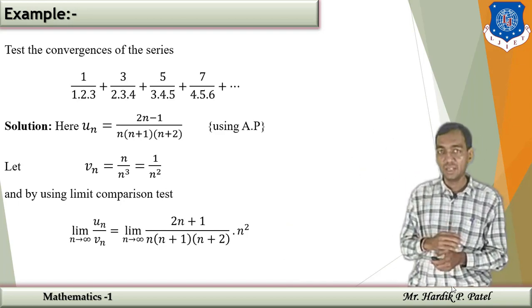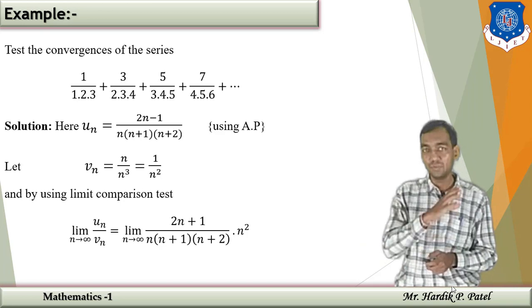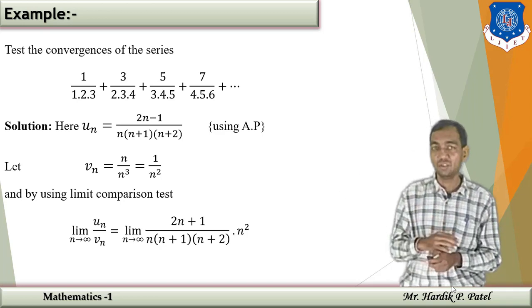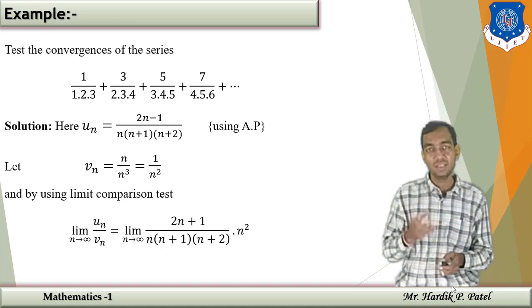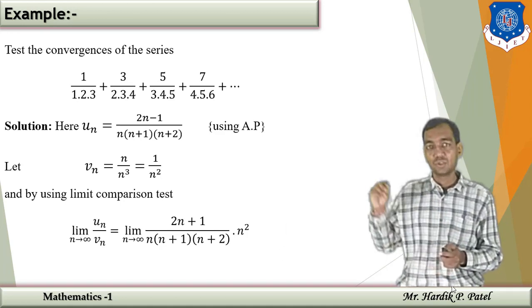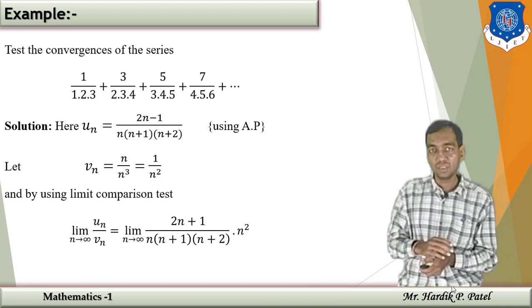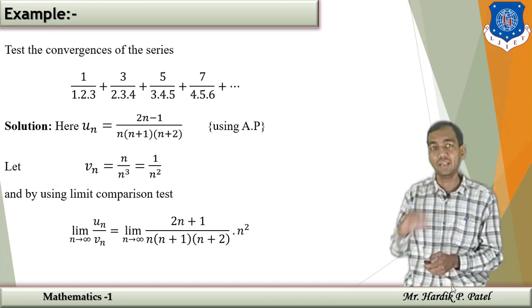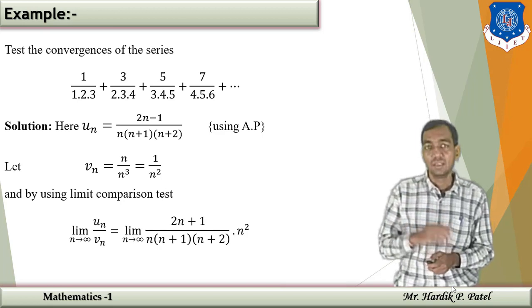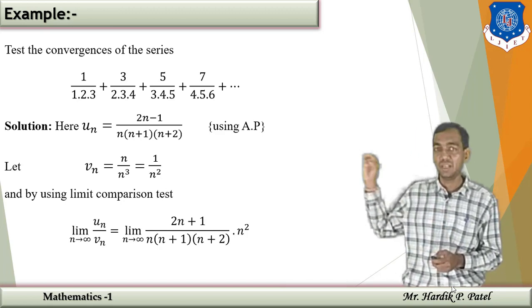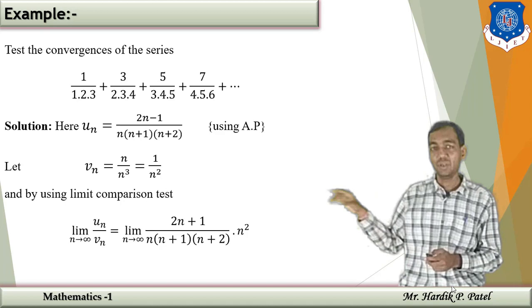The dominant part of the denominator is n cube, because if you multiply each term, you will have n cube as the maximum term. So the dominant term means the maximum term, correct? We are going to ignore the constant, so you will have n upon n cube, and that will give you 1 upon n square. Now find the limit, that means limit un upon vn, and simplify.